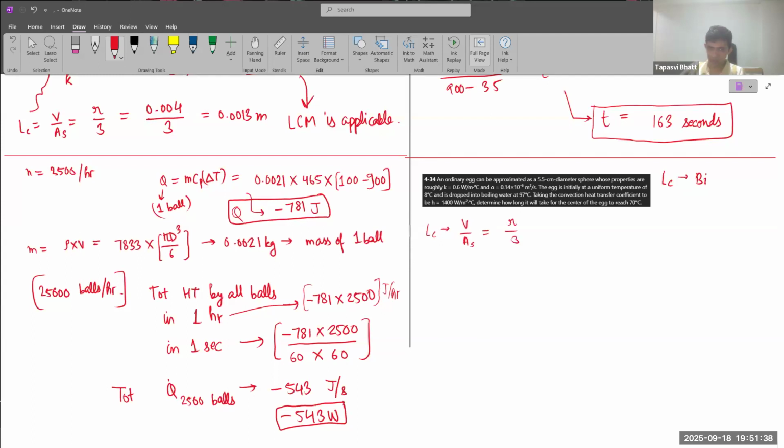so for a sphere, R over 3, which is 0.055 over 6. Okay, so what is the Biot number? Biot number is h times Lc over k. What is h? It's 1400. What is Lc? 0.055 over 6. What is k? k is 0.6. What is the Biot number which we are going to get from this?